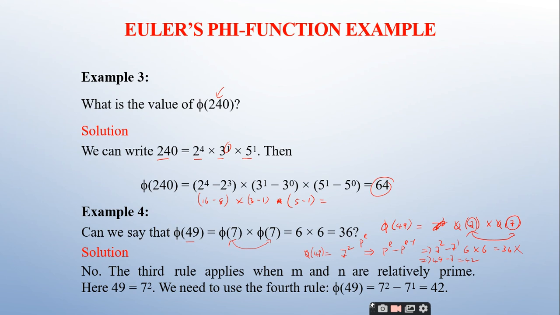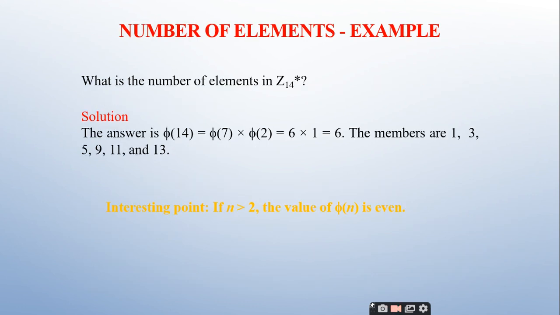Yes, sir. So the primary purpose of this Euler phi function is to find the number of integers that are both smaller than n and relatively prime to n. This is very important, right? So this Euler function is used to find the numbers that are less than n as well as relatively prime to n. Clear?